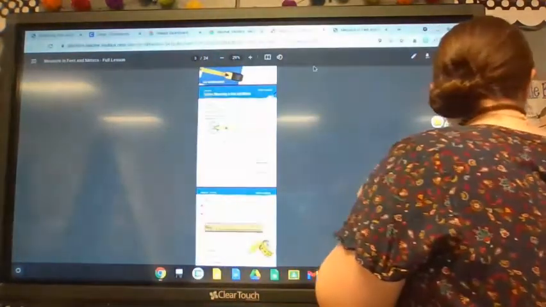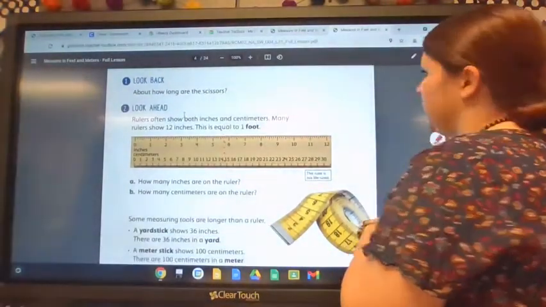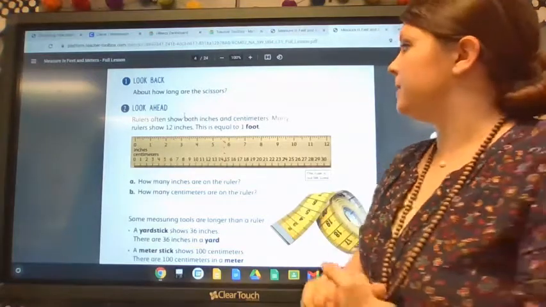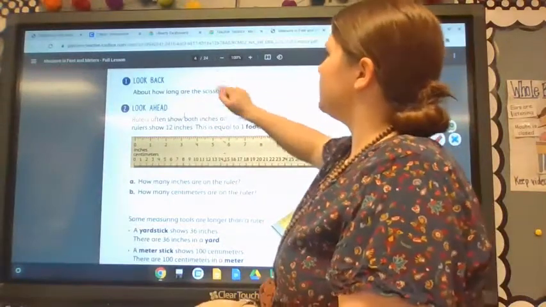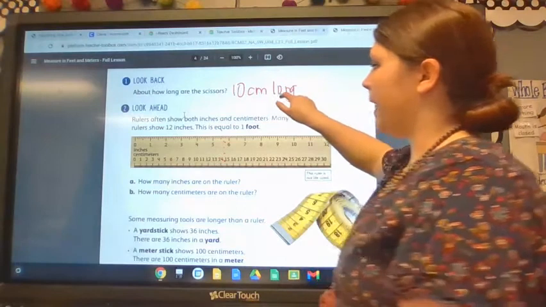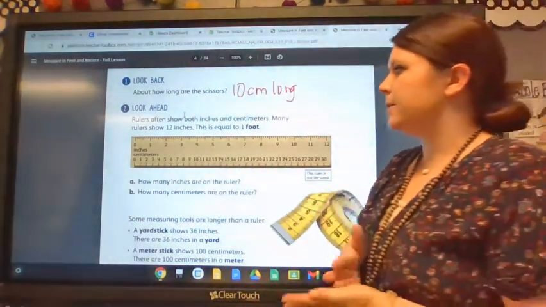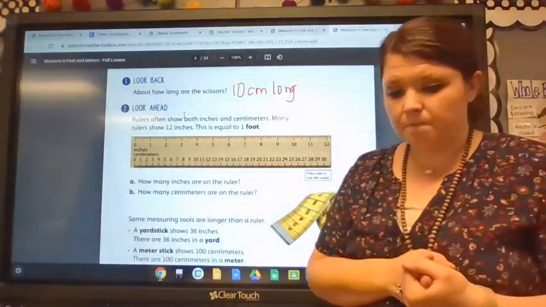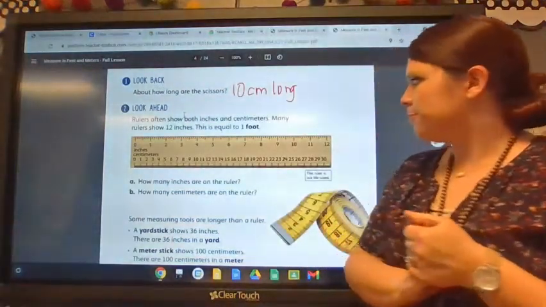All right, so now let's go ahead and answer that first question on page 516. So how long are the scissors? They are about 10 centimeters long, okay? All right, and rulers often show inches and centimeters. Many rulers show 12 inches and about 30 centimeters, okay?